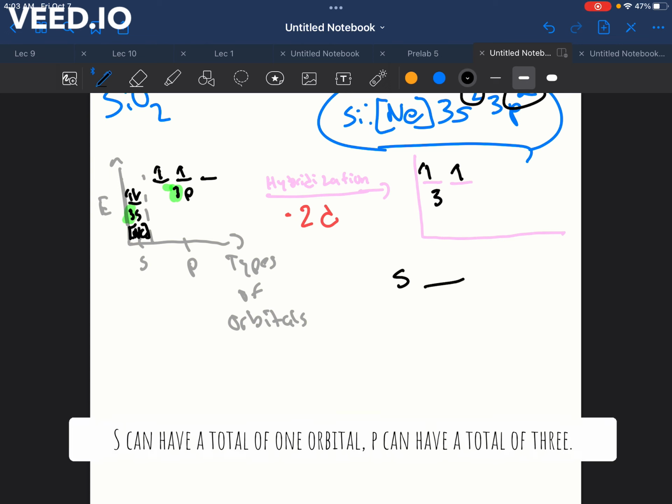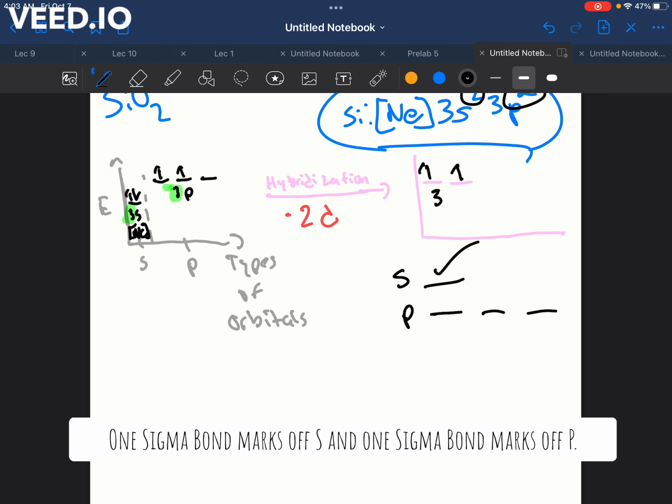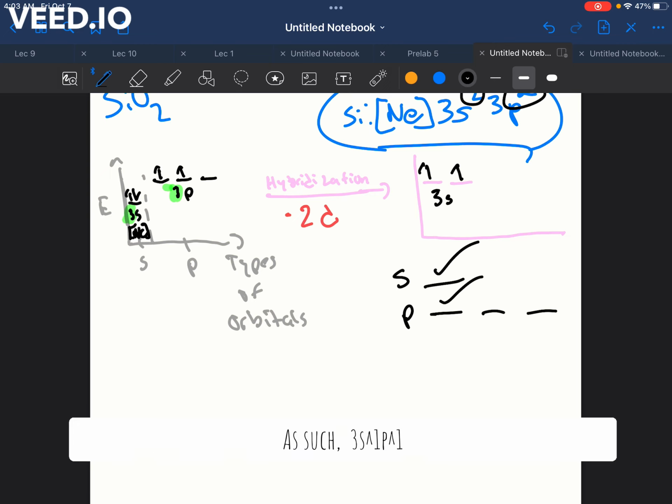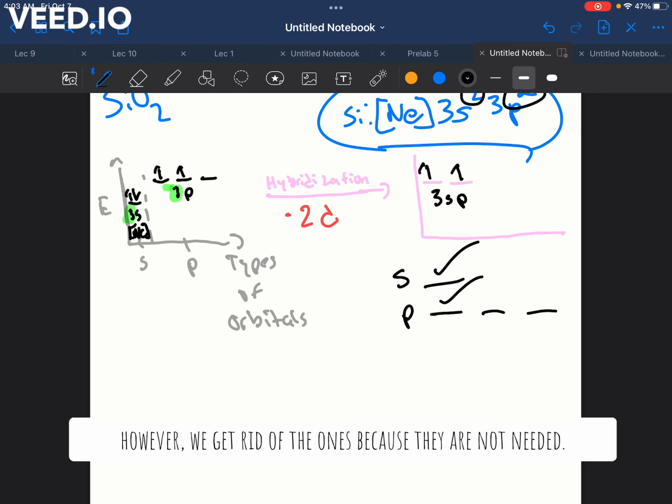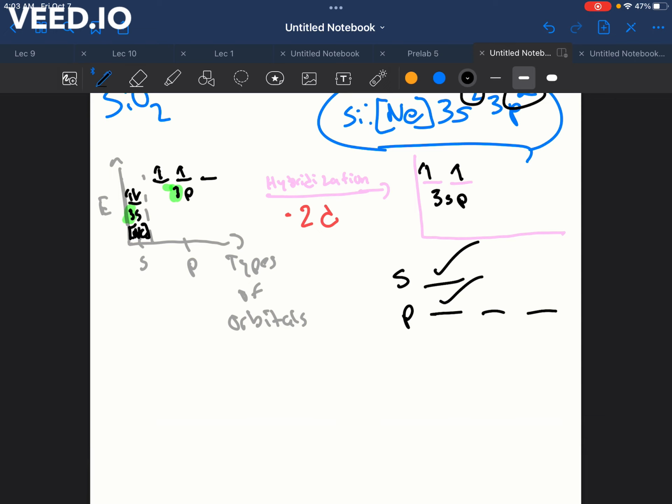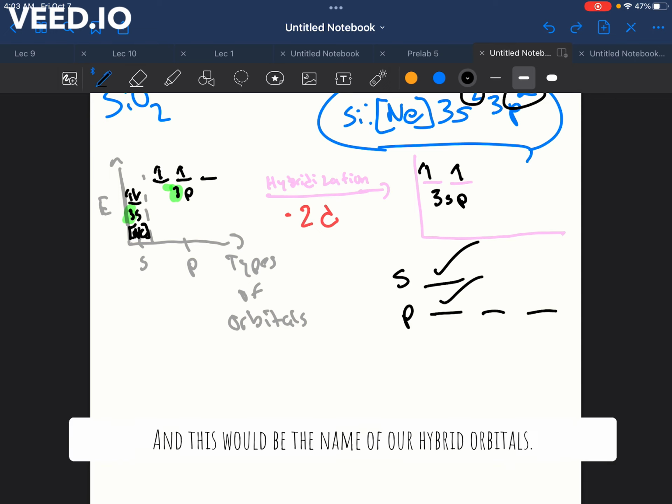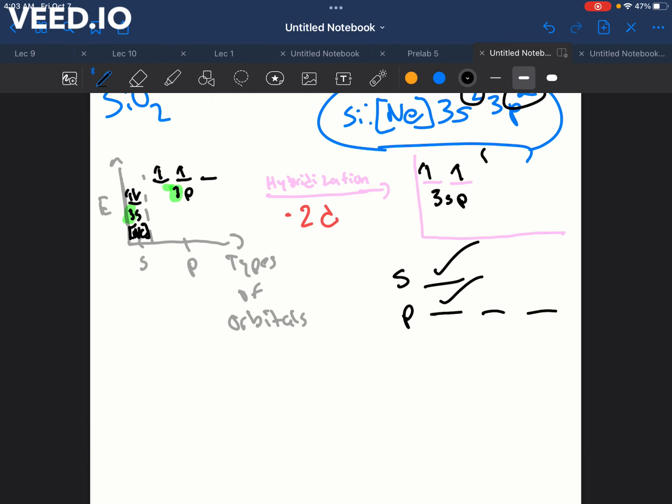S can have a total of 1 orbital. P can have a total of 3. One sigma bond marks off S, and one sigma bond marks off P. As such, we get 1s1, 3s1, p1. However, we get rid of the 1s because they are not needed. And this would be the name of our hybrid orbitals. However, we are not done yet. Rather, we have a lot of work to do.